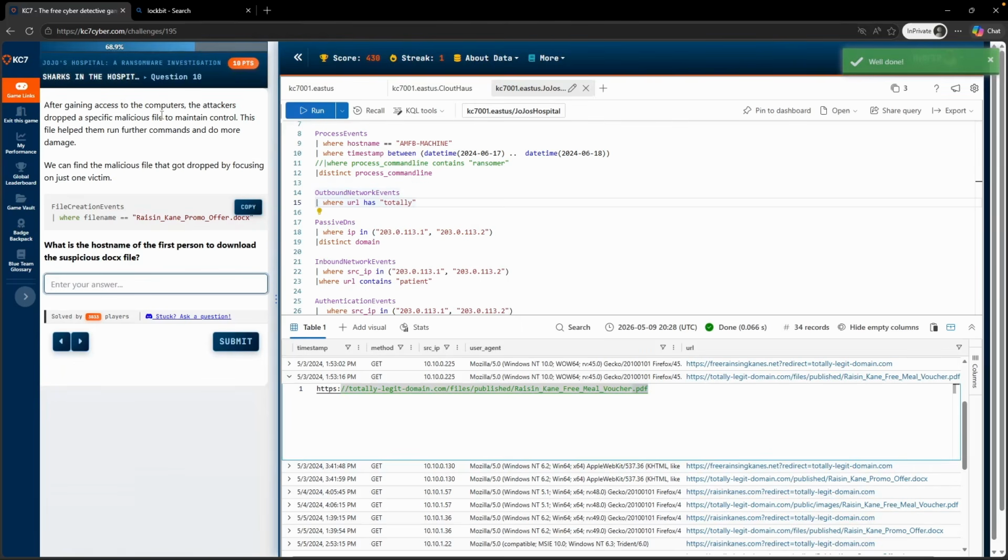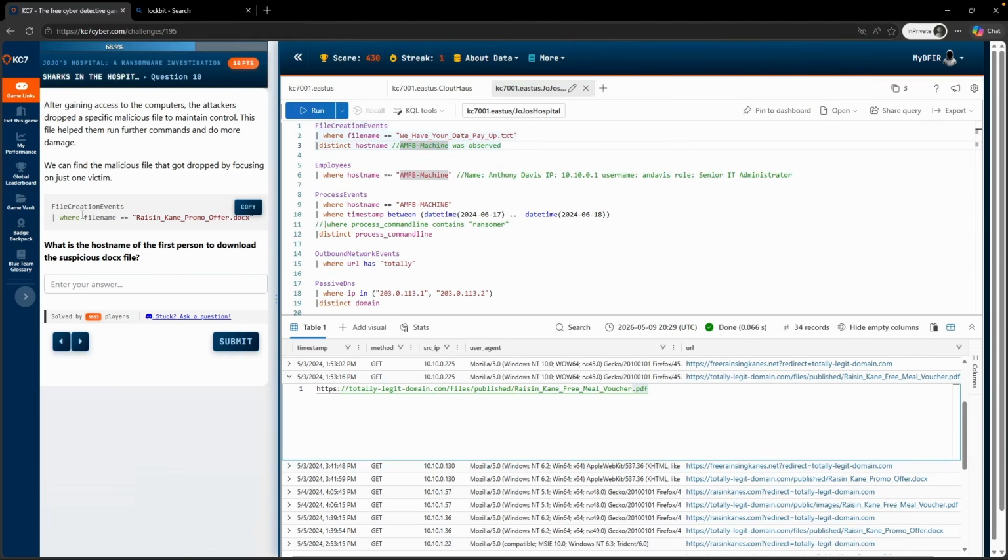After gaining access to the computers, the attackers dropped a specific malicious file to maintain control. This file helped them run further commands and do more damage. This tactic, by the way, under the MITRE ATT&CK Framework Enterprise is called command and control. We can find the malicious file that got dropped by focusing on just one victim. What is the hostname of the first person to download the suspicious docx file?